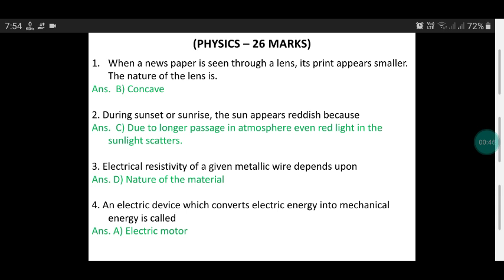During sunset or sunrise, the sun appears reddish because of the longer passage of sunlight through the atmosphere, which scatters even red light. Electrical resistivity of a given metallic wire depends upon the nature of the material. An electric device which converts electric energy into mechanical energy is called an electric motor.